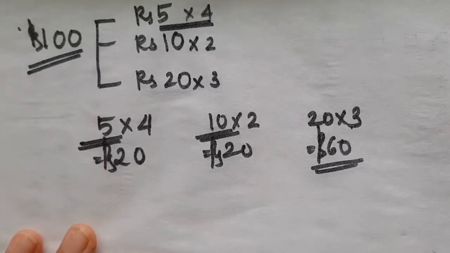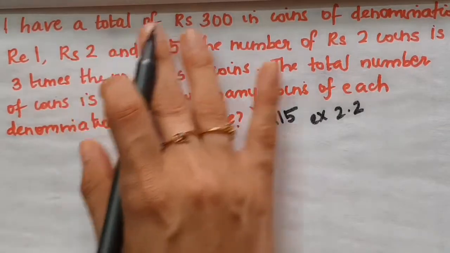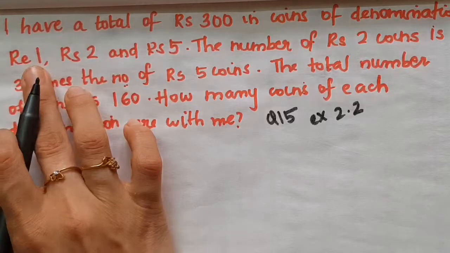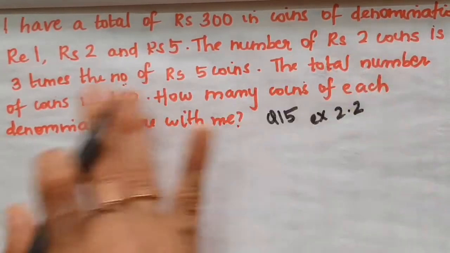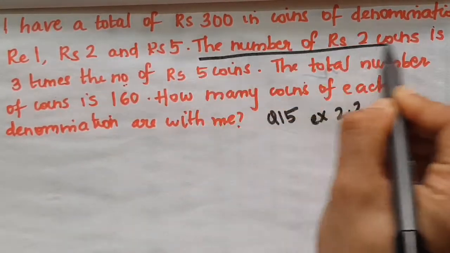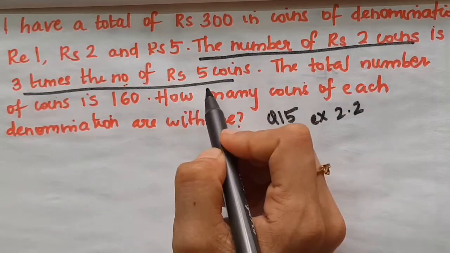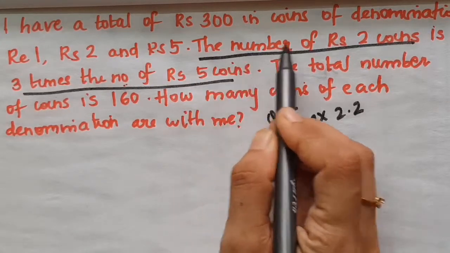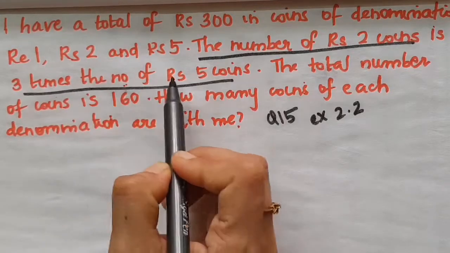We'll see the question now. So in this question, it is said that I have a total of rupees 300 in coins of denominations rupees 1, rupees 2 and rupees 5. The number of rupees 2 coins is 3 times the number of rupees 5 coins. Underline that. Read it again and then understand what they are meaning. The number of rupees 2 coins is 3 times the number of 5 coins.